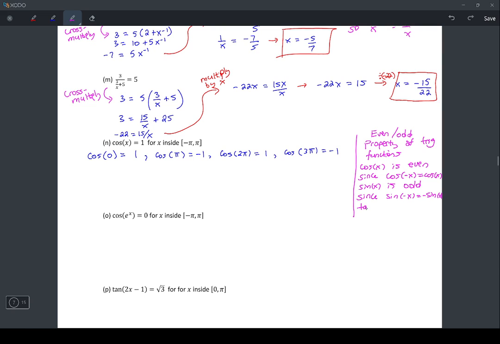Tan of x is odd since tan of negative x is equal to negative tan of x. And I invite you to explore the graphs of the trig functions, sine, cos, and tan, to see these reflective properties or anti-reflective properties and then map them back to this idea of even versus odd.